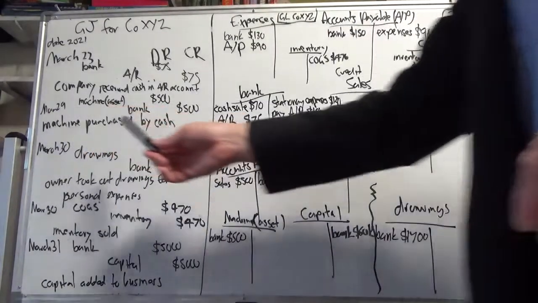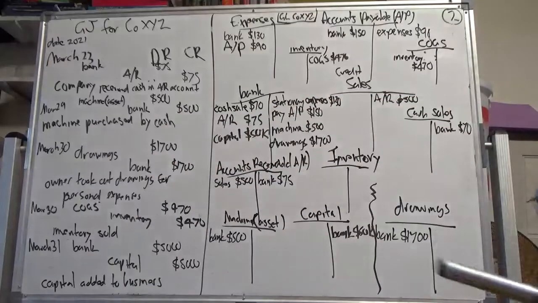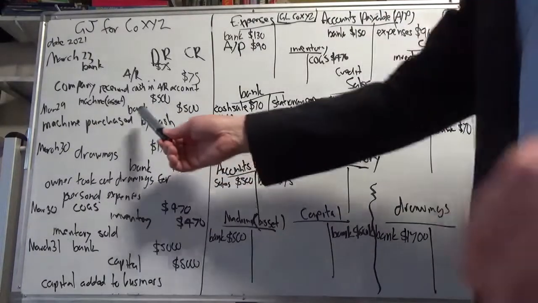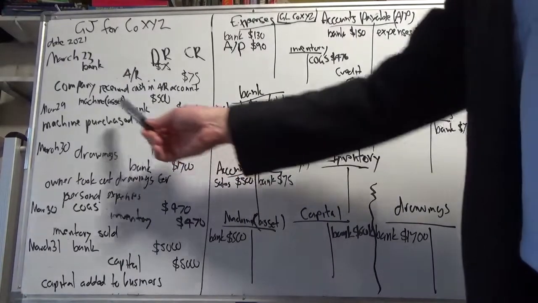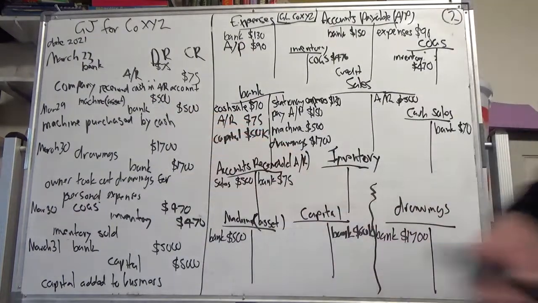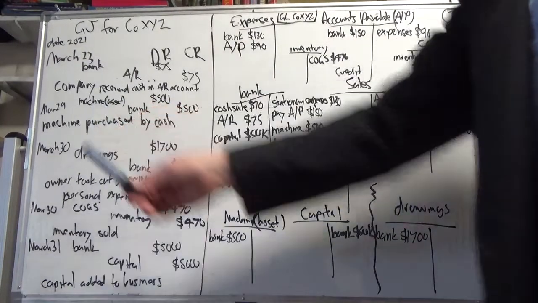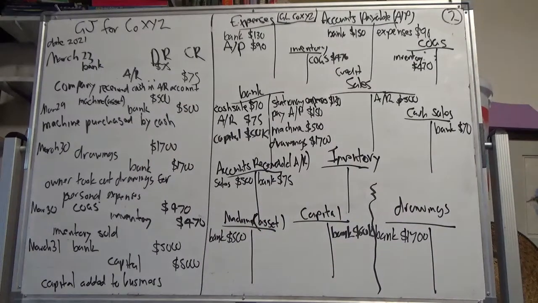March the 29th, the company purchased a machine by cash. So outgoing cash, immediately bank credit and debit for the machine, the asset of $500. Machines sit in non-current assets in the balance sheet. So that's that transaction.